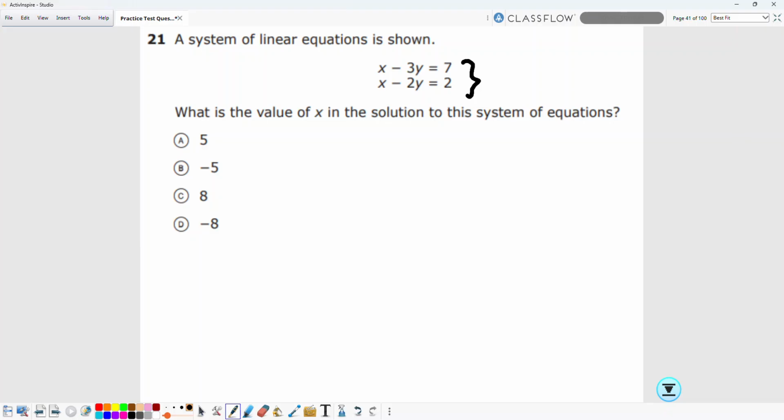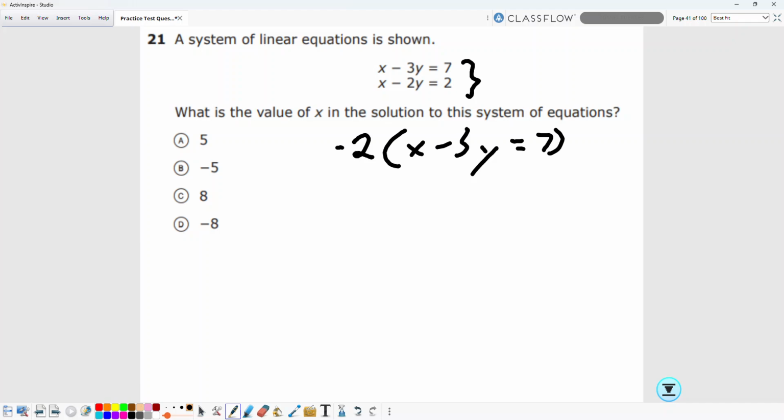If I multiply the 3 and the 2, I get 6. Well, right now they're both negative, so I would add. So here's what I'm going to do. I'm going to take 2, and I'm going to make that a negative 2. So I end up with a positive 6.